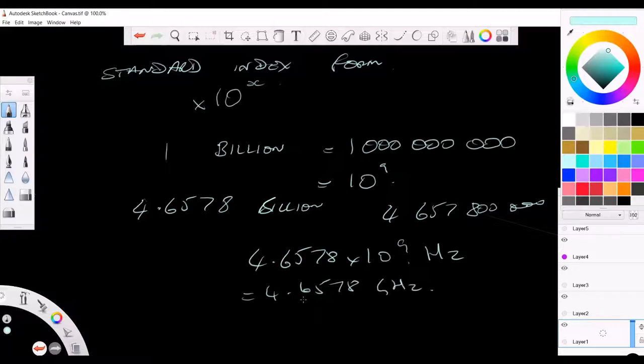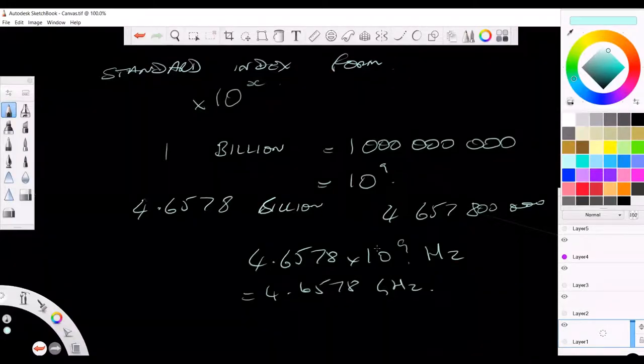But your calculator handles it with this times 10 to the power format. You can type into your calculator, put in 4.6578, then press the times 10 to the X button. You don't need to multiply before that, just press times 10 to the X, and then a 9, and press equals, and it will come out with 4.6 etc. billion.